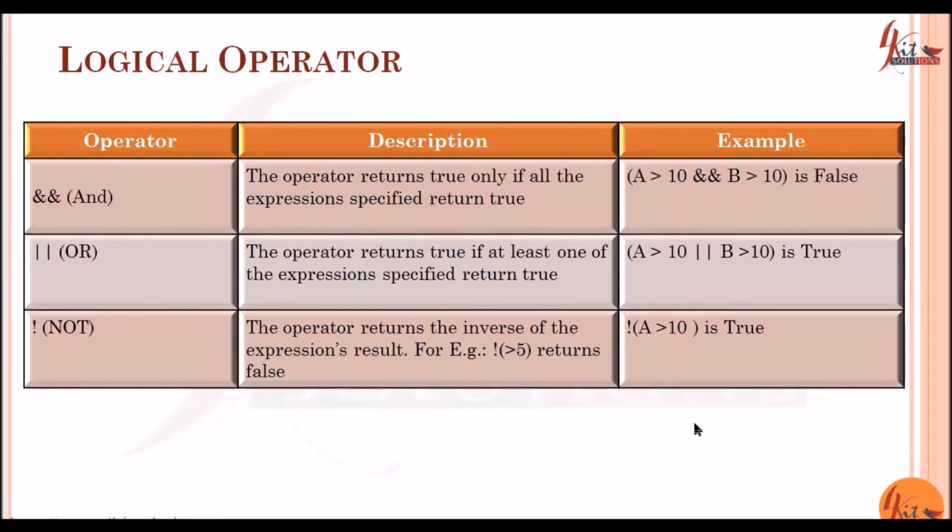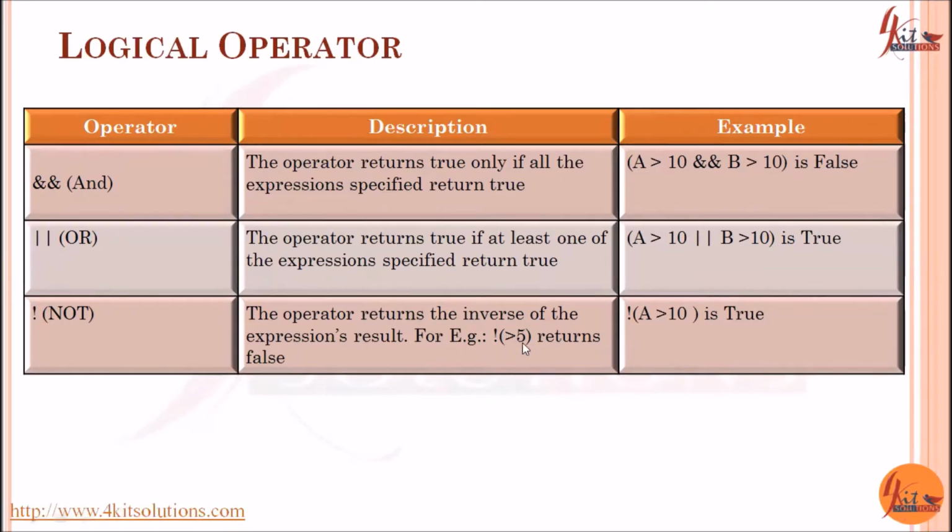Then we have logical operators. They are used to combine two or more conditions. Logical operators also return a Boolean value. So we have and, or, and not. And will return true if all the expressions are true, or will return true if at least one of the expressions specified returns true. Not is used to return the inverse of the expression's result. That is, if greater than 5 returns true, then not would return false.